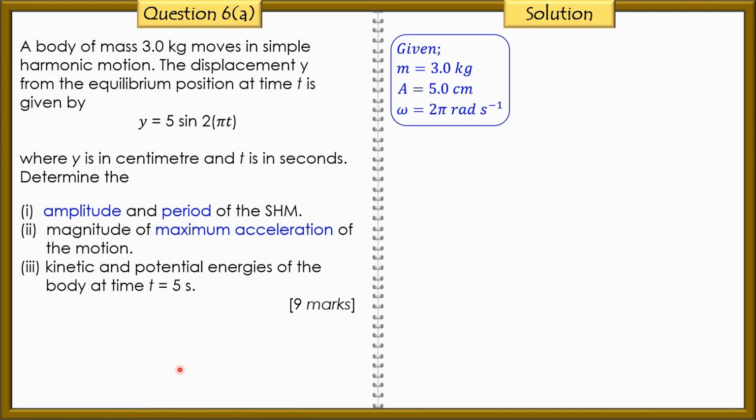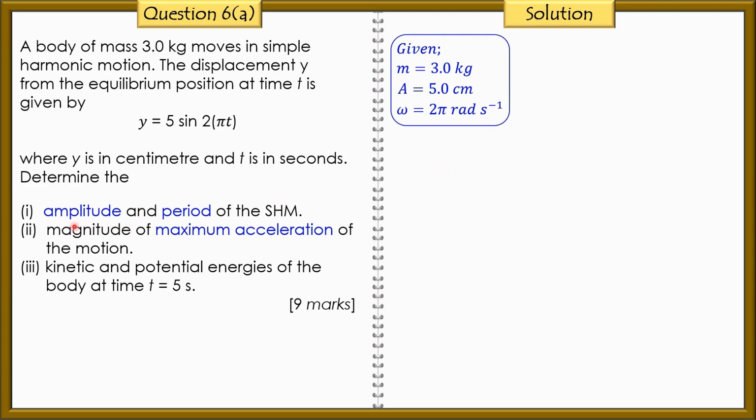For question number 6a, a body of mass 3 kg moves in a simple harmonic motion. The displacement y from the equilibrium position at time t is given by y is equal to 5 sin 2 pi t, where y is in centimeter and t is in second. Referring to the question, first step as usual, when you read the question, please list all the information given. Now, take a look at the question.